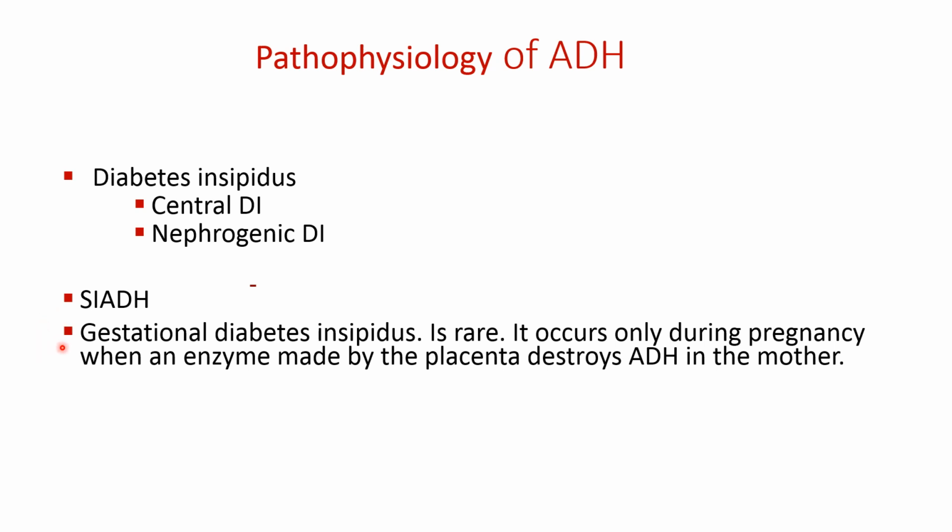Very rarely, some mothers may exhibit symptoms of gestational diabetes insipidus. It is rare. It only occurs in pregnancy, and that's why we refer to it as gestational. Apparently, there is an enzyme in the placenta that is produced during pregnancy and destroys ADH, which is secreted by the mother's posterior pituitary gland. Though you don't really observe it, it's very rare, just remember it in case you run into a case.